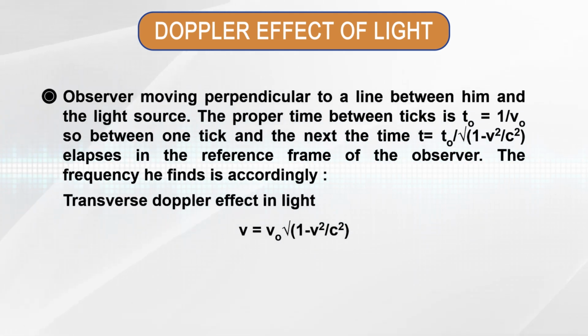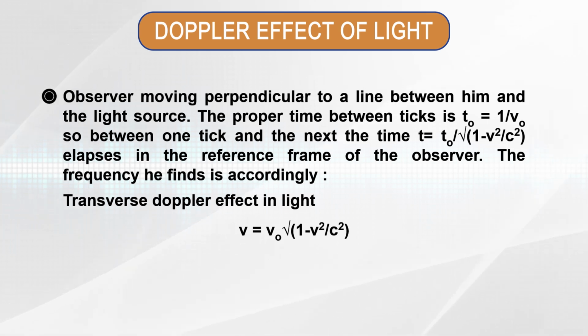So, in the first case, the observer is moving perpendicular to the line between them and the light source, and we will calculate the proper time between ticks, that is t naught, which is equivalent to 1 upon frequency naught. We know that time and frequency are inversely related. So, t naught is equivalent to 1 upon f naught. Between one tick and the next, t is equivalent to, because these are mutually perpendicular directions, we can have this relation if we consider the special theory of relativity here. So, we can think about a time dilation type term here.